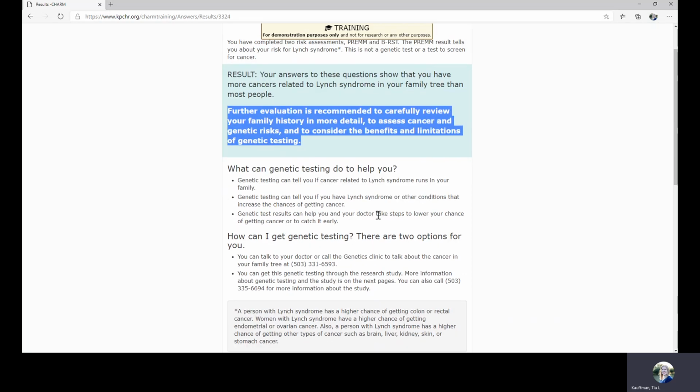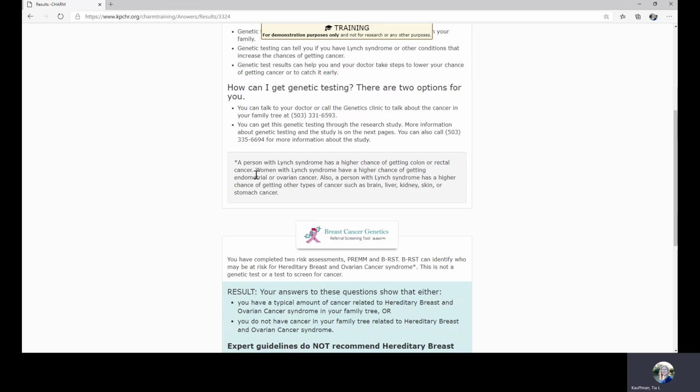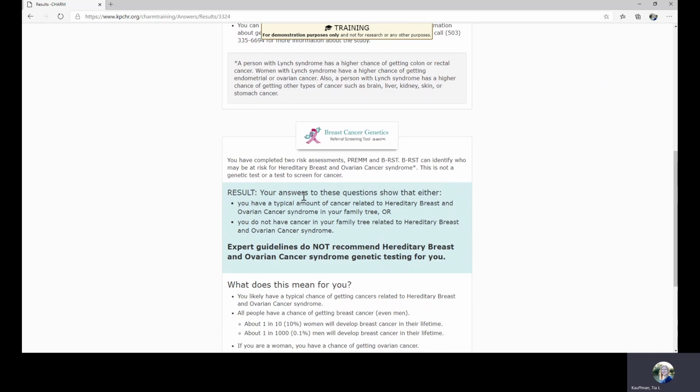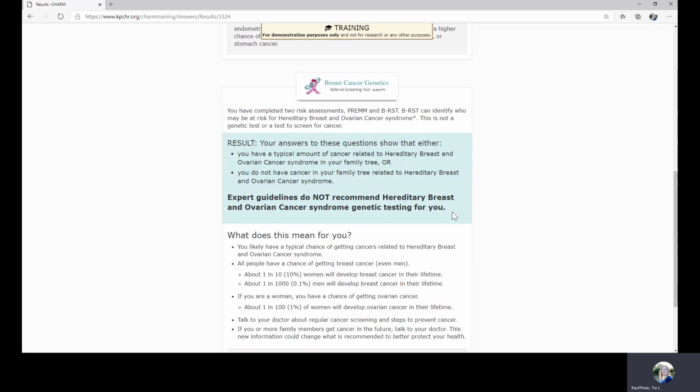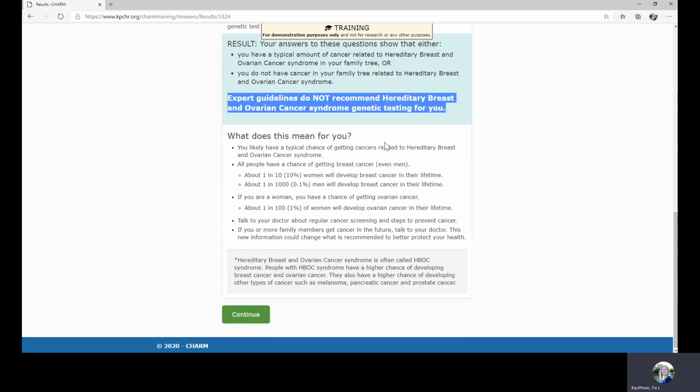There's some more information about what genetic testing can do, how to get it. So they could either get it through calling the genetics clinic or through the research study, and then what Lynch syndrome is. And then they get separate output, but it's all in the same screen from the BREST tool. And as I noted, I was putting myself to not be at higher risk. So this says expert guidelines do not recommend hereditary breast and ovarian cancer syndrome genetic testing for you. And then what does this mean?